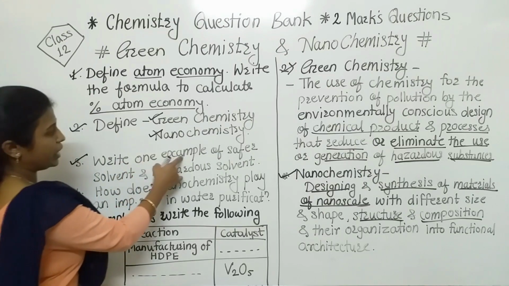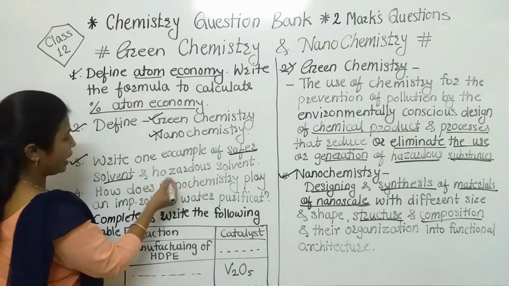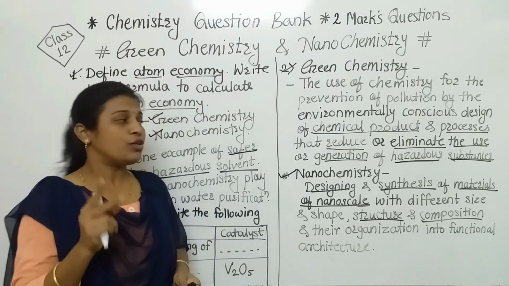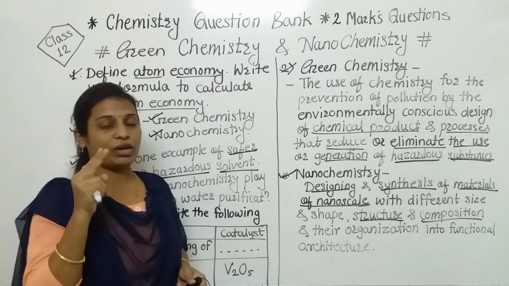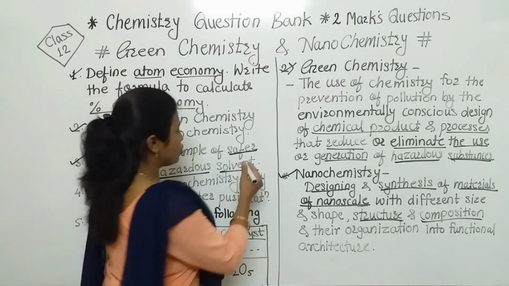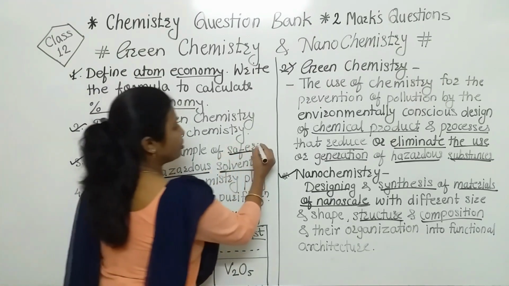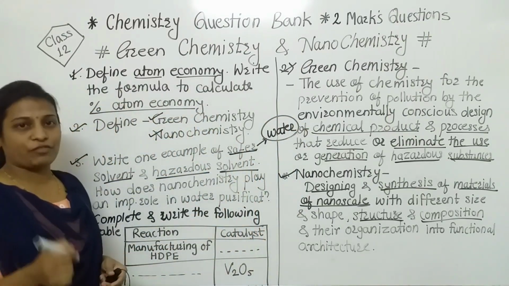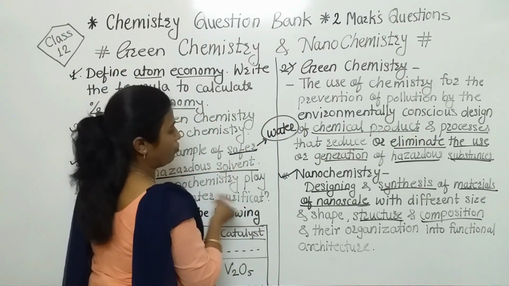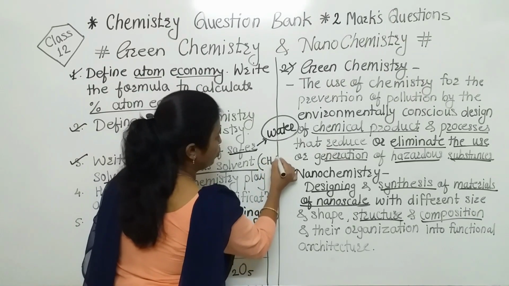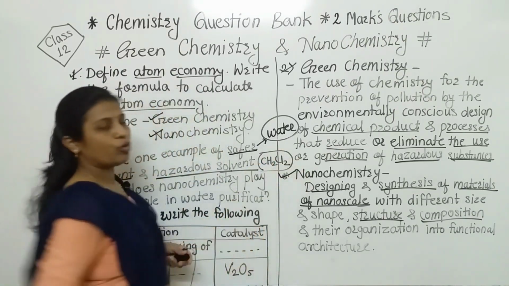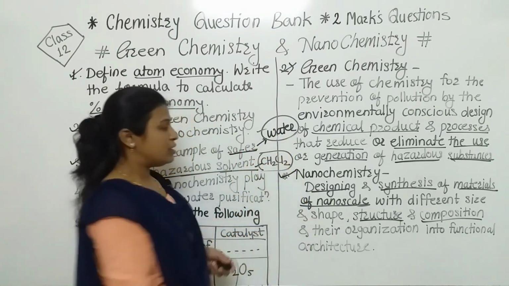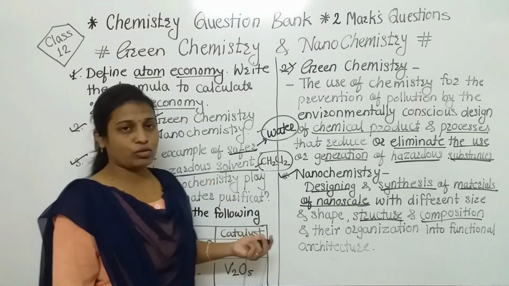Third question: write one example of safer solvent and hazardous solvent. Here we have to write simple one words, and for one word we get 1 mark, and for another word the second mark. For the safer solvent we have to write water, means water is used as a safer solvent, and for the hazardous solvent, CH2Cl2, means dichloromethane, is the answer.